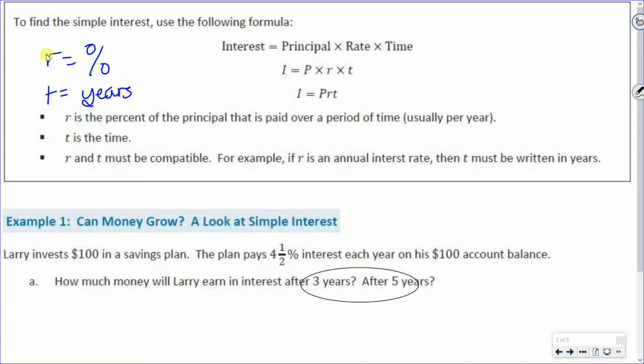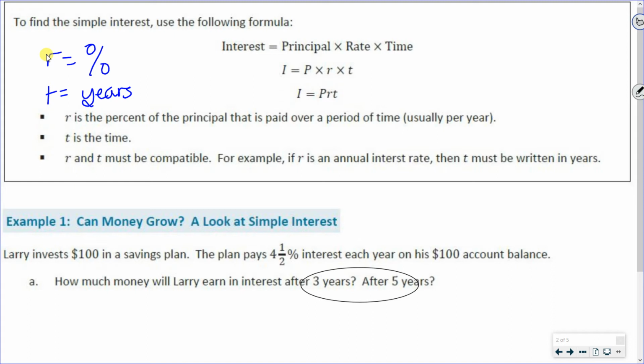Okay, so R and T must be compatible. For example, if R is an annual interest rate, then T must be written in years. In other words, it means compatible. Like you may have semi-annual, which means every 6 months. So time might have to be written in 6 months or a half a year. Depending on how you want to write it, they just got to be compatible with each other.